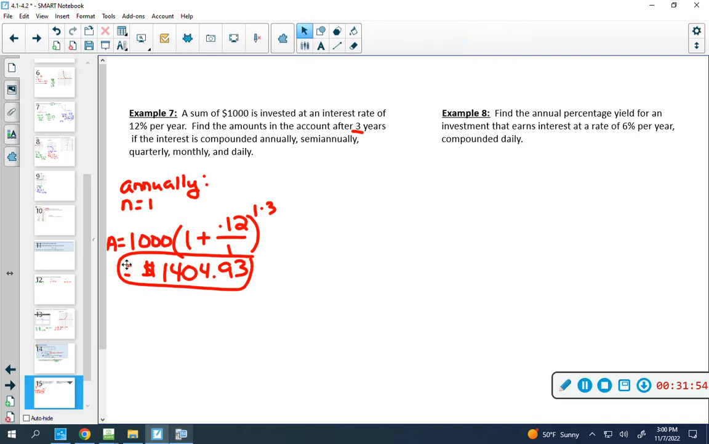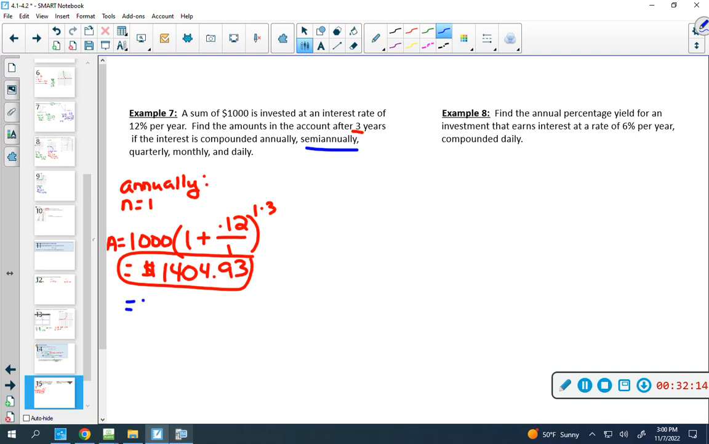Now, this really gets repetitive. It's just changing the numbers. Because now they want you to do it semi-annually. So the only thing I'm going to do is change the N's to 2. Then I'm going to change the N to 4, 12, 365. And I'm just going to keep typing it in.